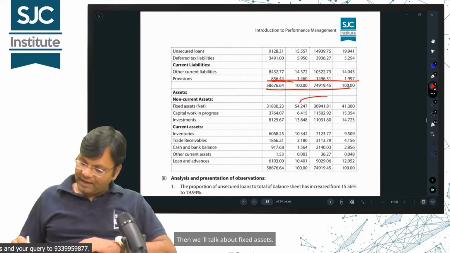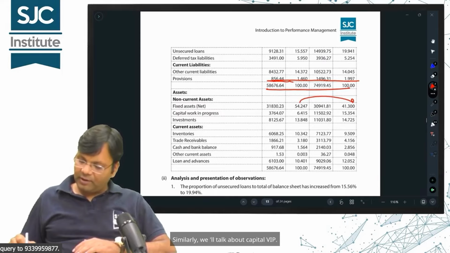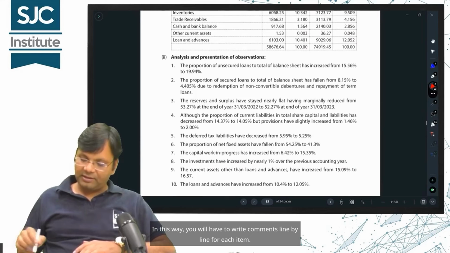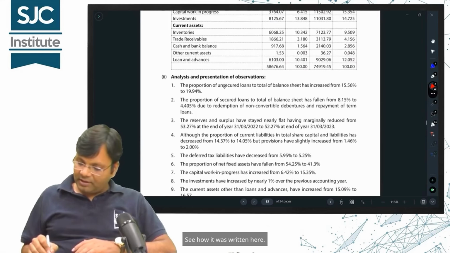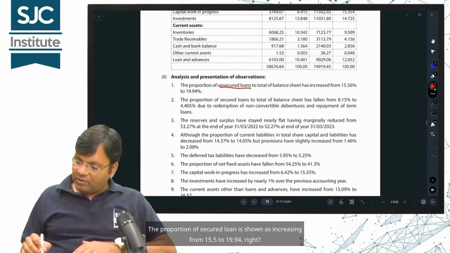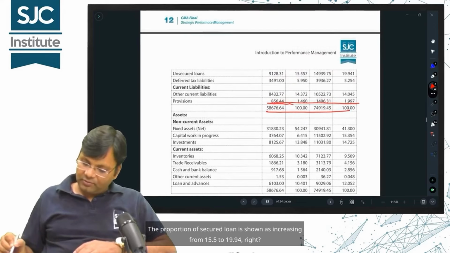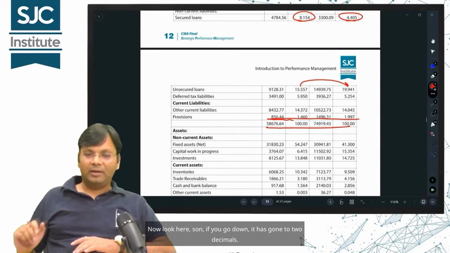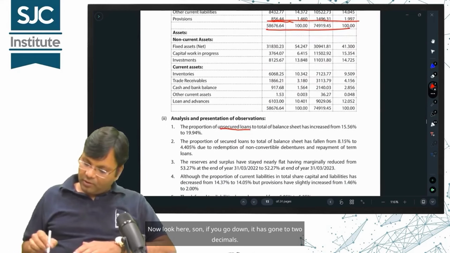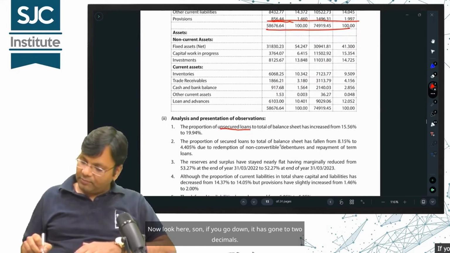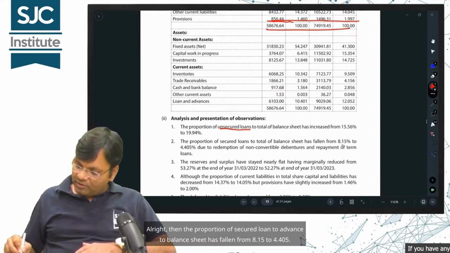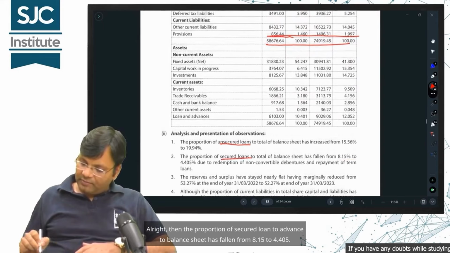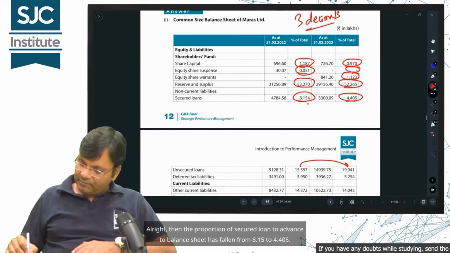Then we'll talk about fixed assets. Similarly, we'll talk about capital WIP. In this way, you will have to write comments line by line for each item. See how it was written here. The proportion of secured loan is shown as increasing from 15.5 to 19.94, right? Now look here, if you go down, it has gone to 2 decimals. Alright, then secured loan on the balance sheet has fallen from 8.15 to 4.405.